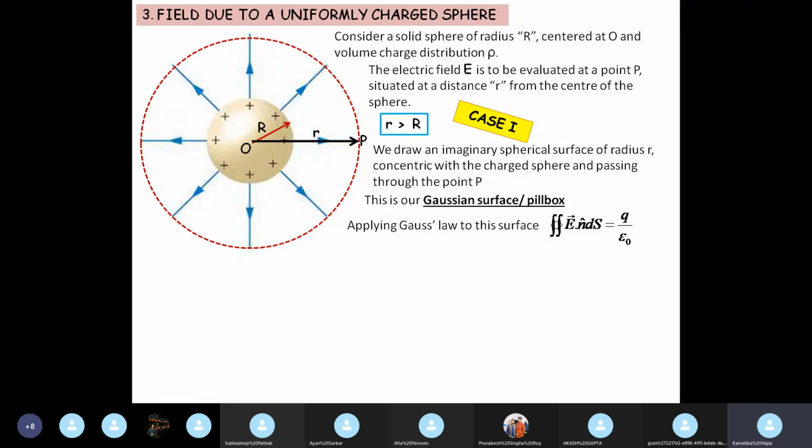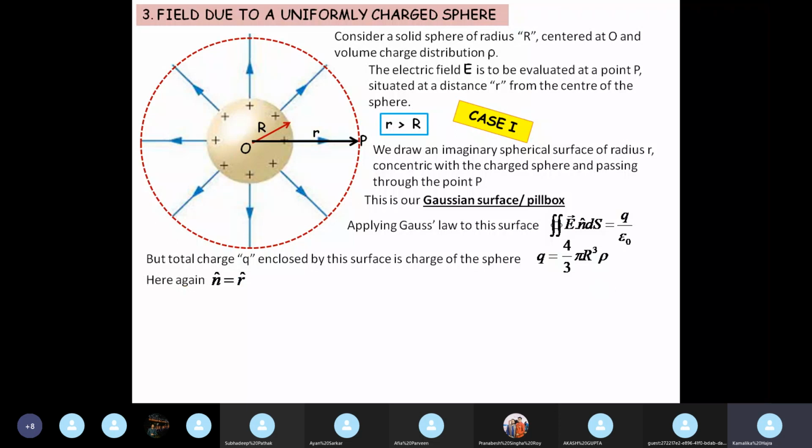Now, the total charge q enclosed by the Gaussian surface is the total charge on this sphere that is given. The solid sphere has volume 4/3 pi r cube and its volume charge density is rho. So the total charge on the sphere is q equal to 4/3 pi r cube rho, and this charge is entirely within the Gaussian surface. So the total charge enclosed by this Gaussian surface is this value, 4/3 pi r cube rho.